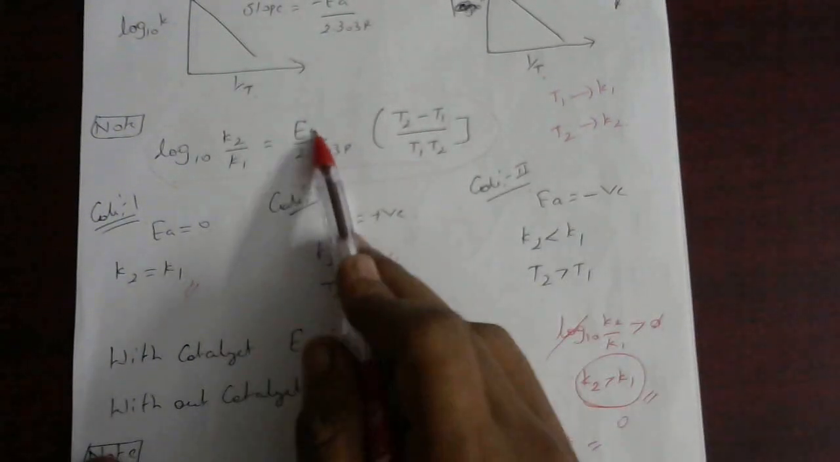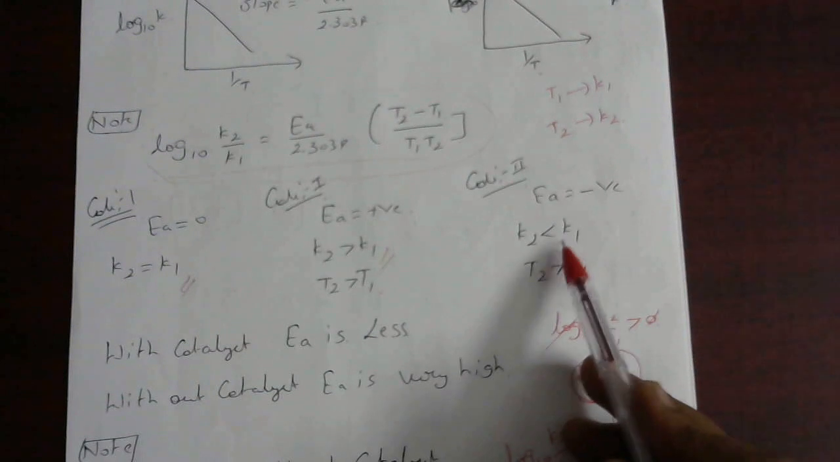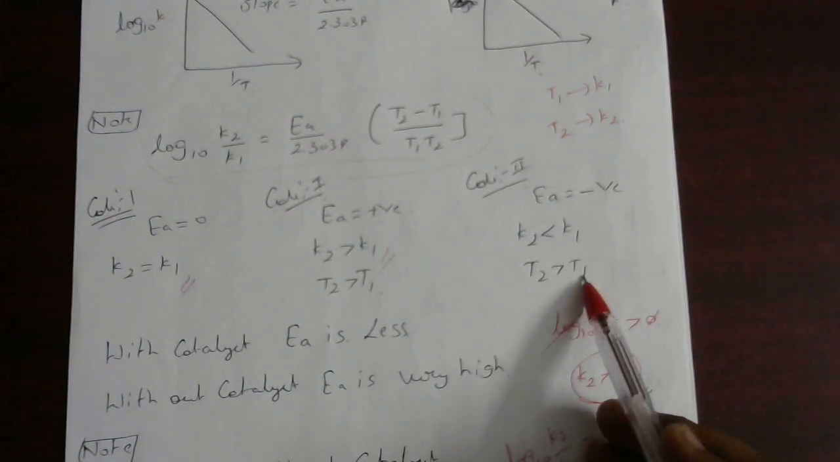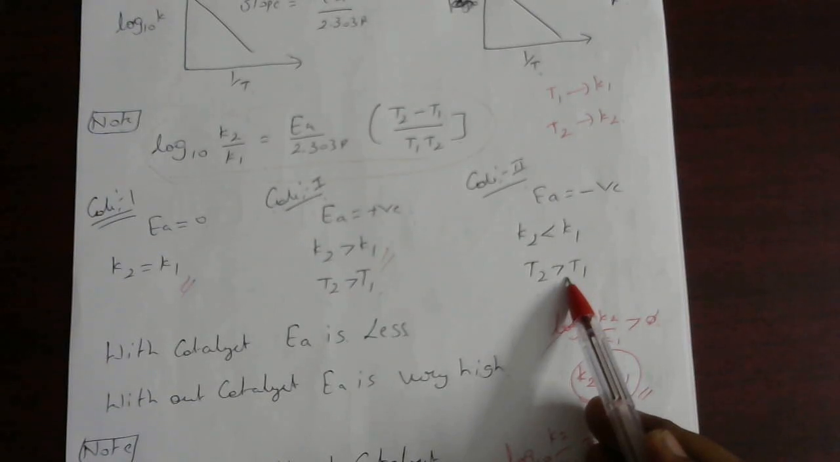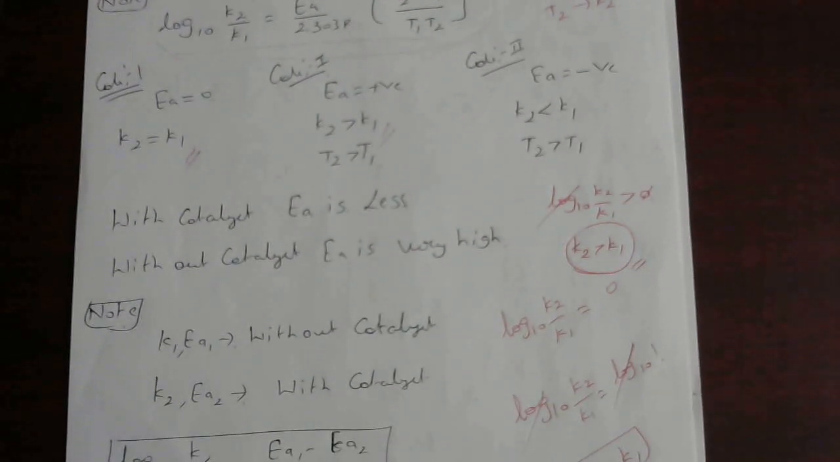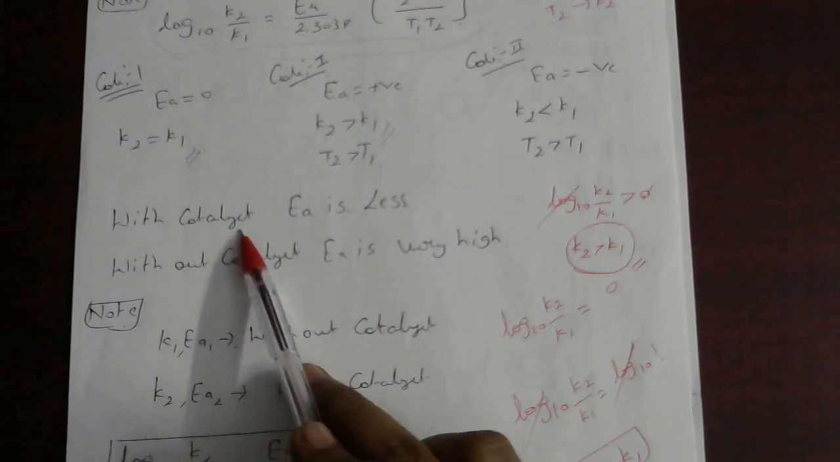And same thing. Try to keep here EA equal to negative. You will be getting the same equation: K2 less than K1, T2 greater than T1. Okay. Now let us discuss with the catalyst.